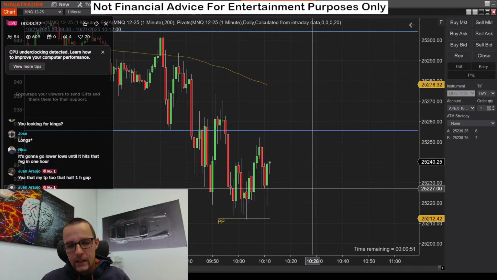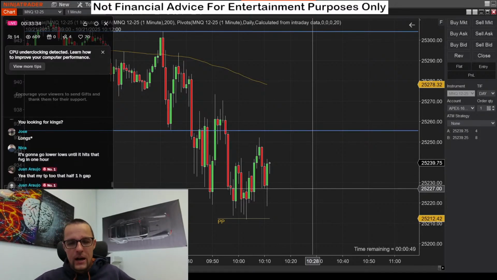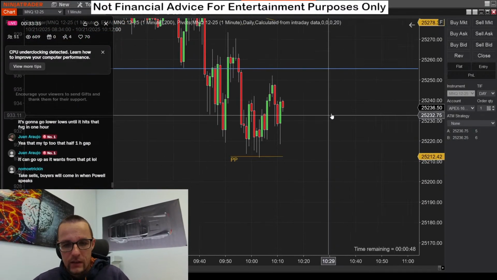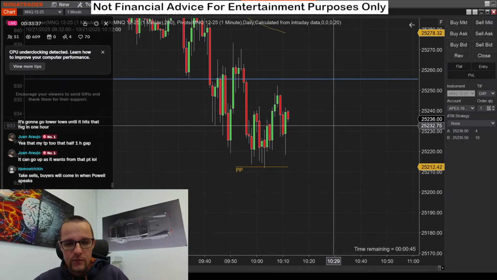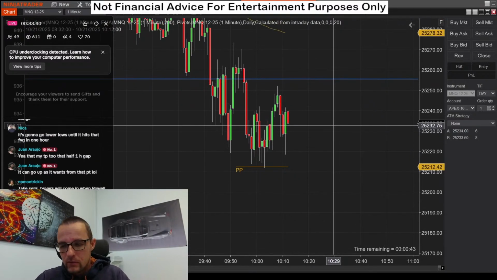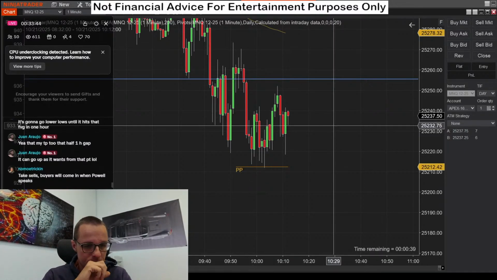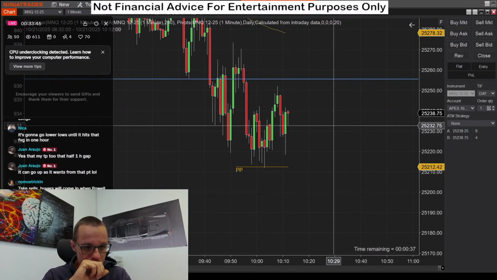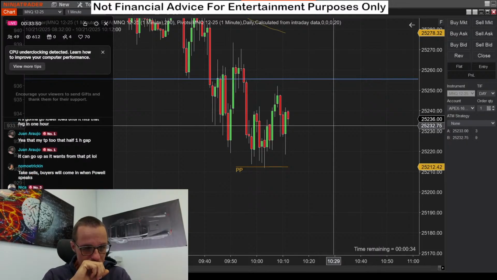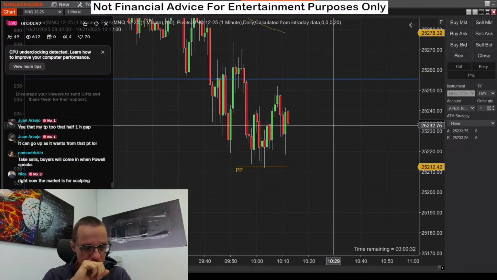I try not to fight it. If sellers are stronger than buyers, what's the point of me trying to fight it, you know? I wait for the confirmation. That's my TP, the 1 hour gap. Good TP area too, yeah. Good take profit area.